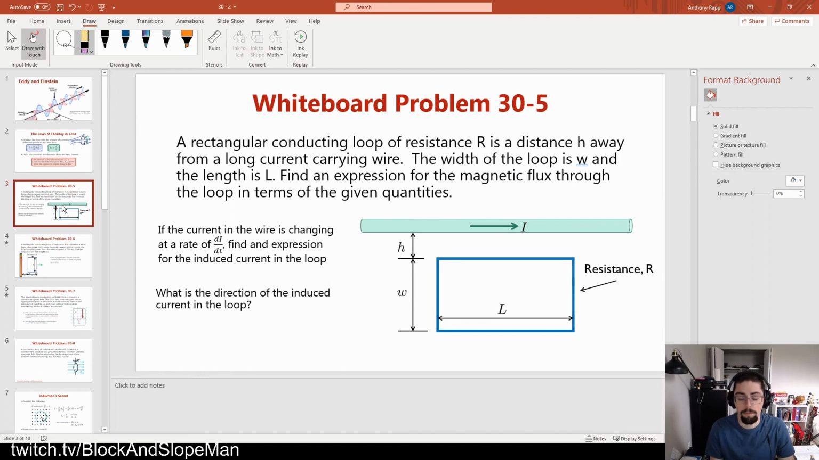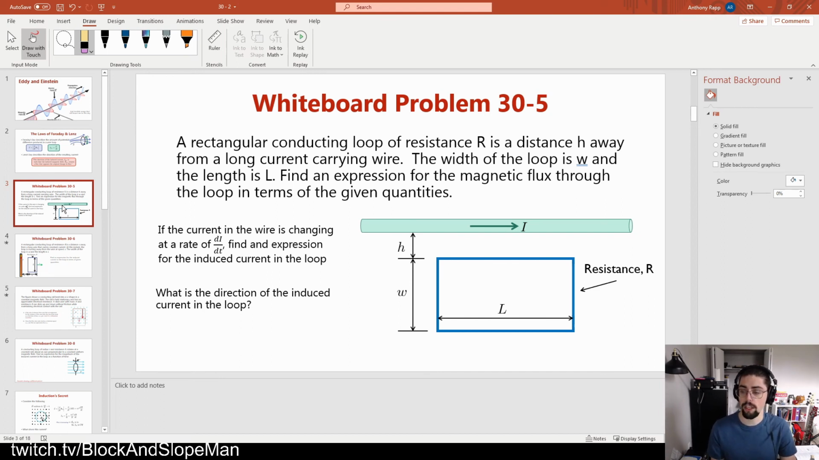Let's take a look at this problem here. It's a symbolic problem. Let's imagine I have some sort of rectangular loop, and it's near a wire that has some current going through it. We remember that a wire with a current going through it creates a magnetic field. But the main issue with this problem here is that the magnetic field that it creates is not uniform. It changes as you get farther away from the wire. So you have to think about that.